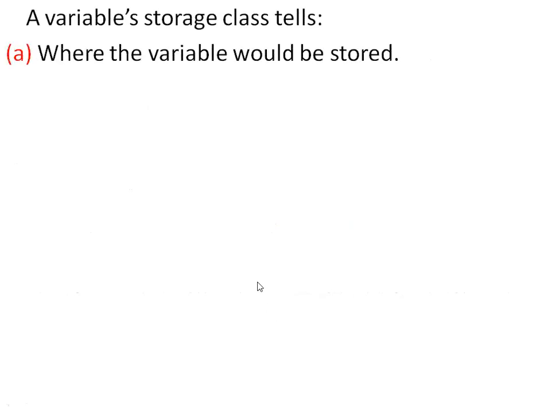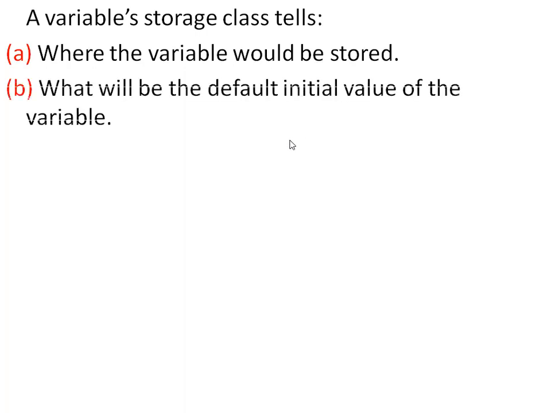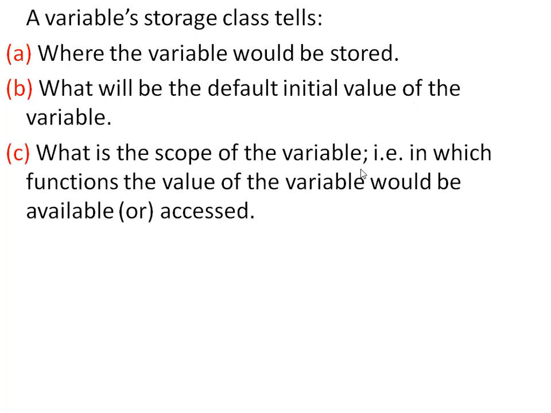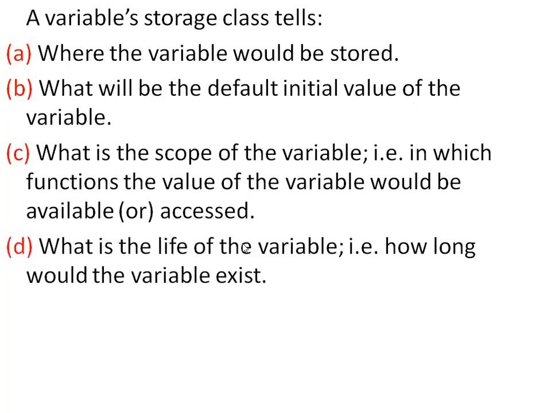A variable's storage class tells where the variable would be stored. I said there are two locations. The storage class tells where the variable value would be stored, what the default initial value of the variable is, what the scope of the variable is, that is, in which functions the value of the variable can be accessed, and what the life of the variable is, that is, how long the variable would exist in memory, in the storage location.